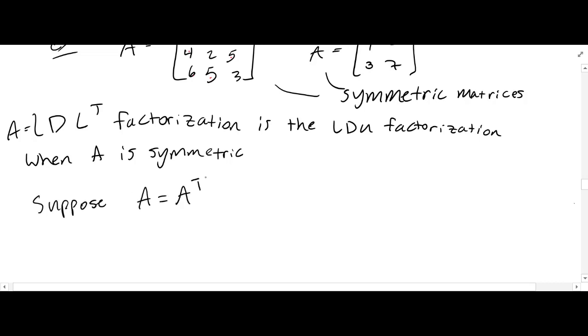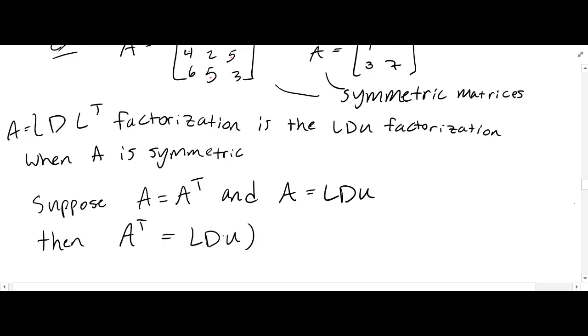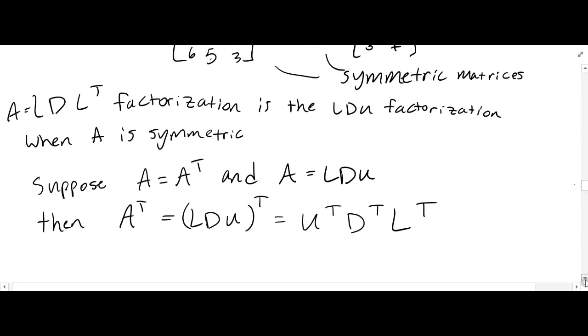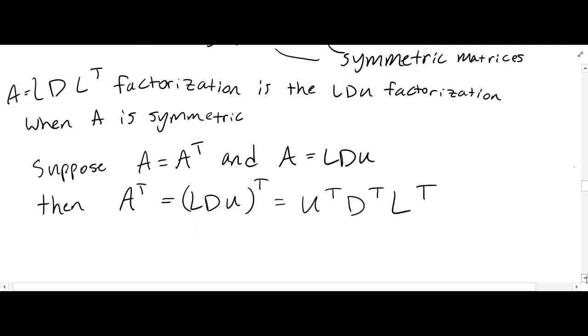Well, let's suppose A is symmetric. So A is A transpose. And say that A equals LDU is the LDU factorization. Then if you transpose both sides, and if you note that the transpose of a product of matrices is the product of the transposes in the reverse order, so this is U transpose, D transpose, L transpose. But A is symmetric, so this is just equal to A, which is LDU.